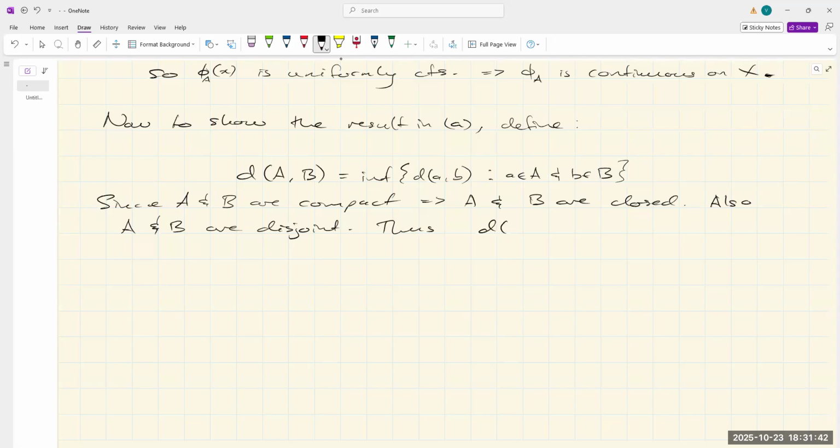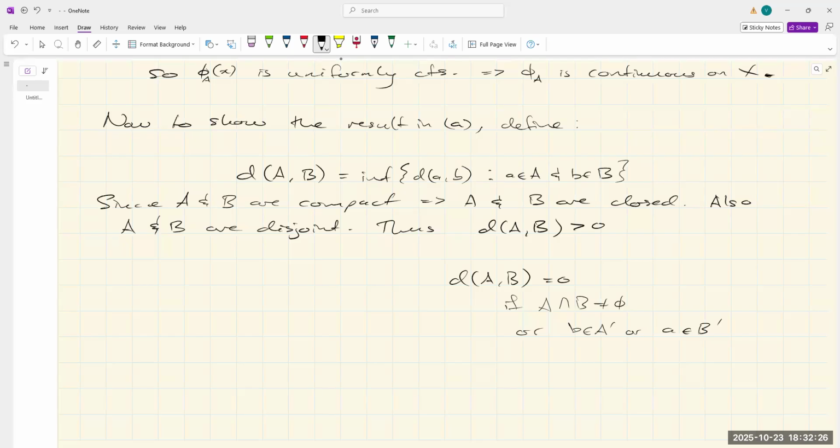The distance between A and B is strictly bigger than 0. Remember that the distance between A and B equals 0 if A and B are not disjoint, or it could be that one of them contains a limit point of the other, or B is a limit point of A, or maybe A is a limit point of B.